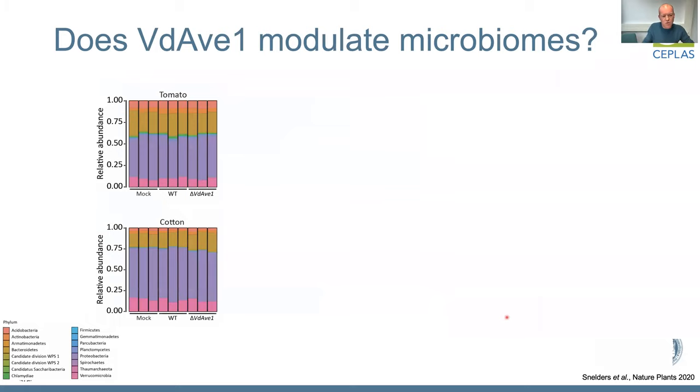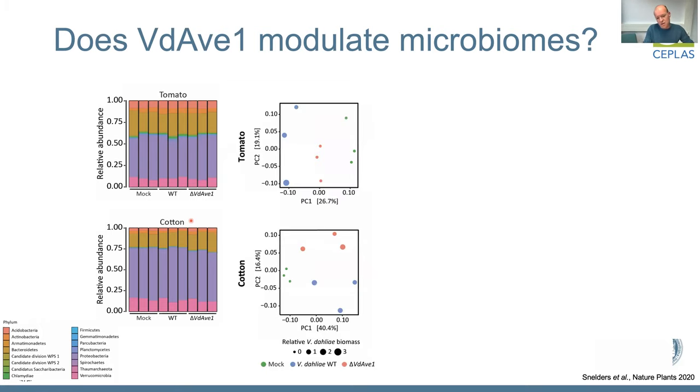And so here you see some of the data of these microbiomes. So we have the mock treatment, we have the wild type Verticillium, and we have the AV1 deletion strain on tomato as well as on cotton. And if you now quickly eyeball this, then, well, there's not really obvious differences between the treatments for the different phyla that we found.